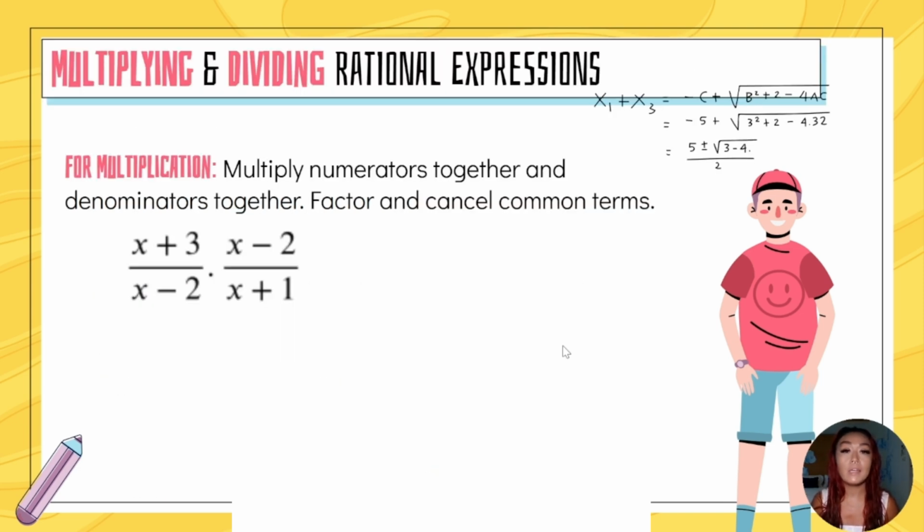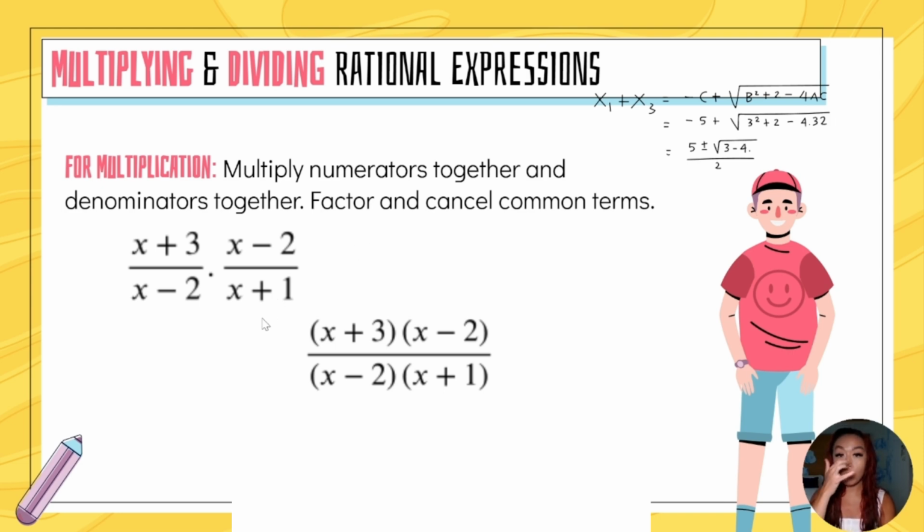Next, we're going to multiply and divide rational expressions. For multiplication, in my opinion, this is the easiest one because all you have to do is multiply the numerators together and multiply the denominators together. After that, you'll factor and cancel the common terms.